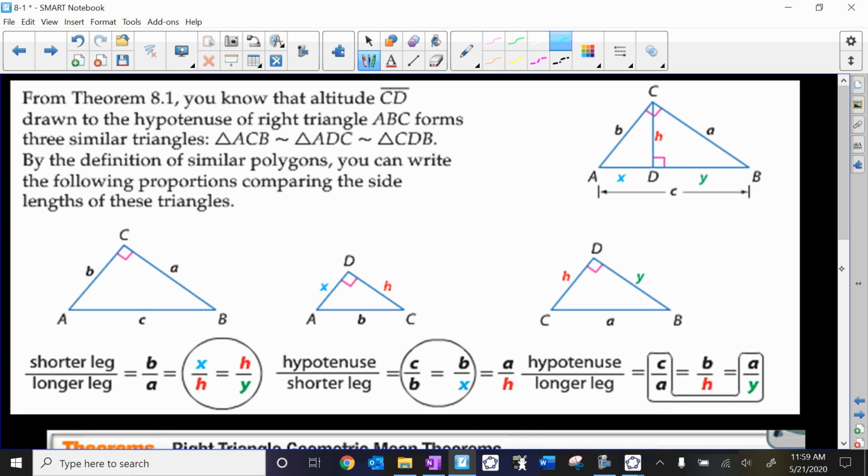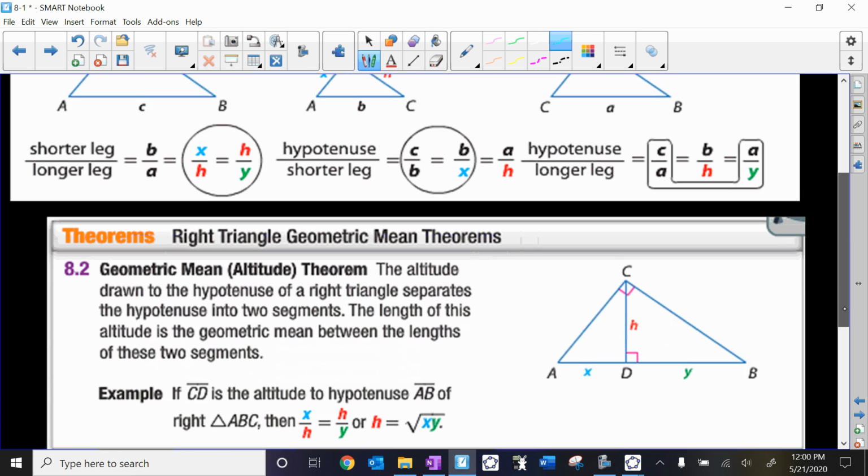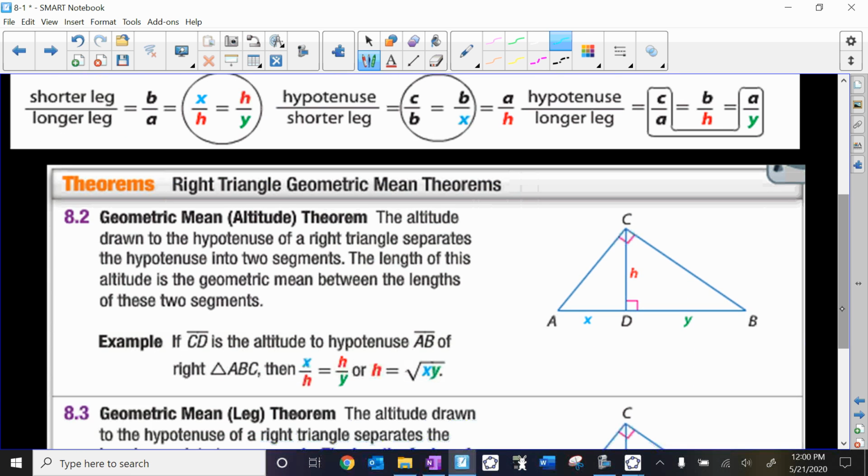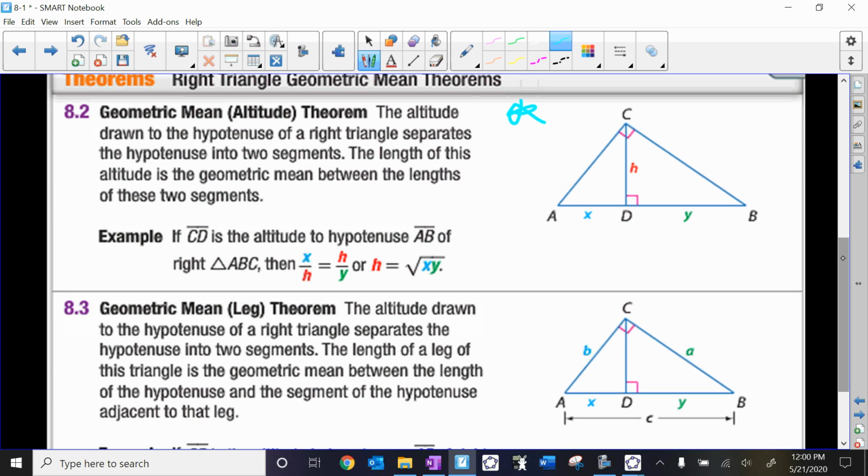We're now going to take a look at the geometric mean within these right triangles that we just saw that they were similar to. So we have two theorems. One is the geometric mean altitude theorem, and the other one is down at the bottom. That is called the geometric mean leg theorem. We're mostly going to deal with the altitude theorem. I'm going to show you where it comes from and then how it kind of works.